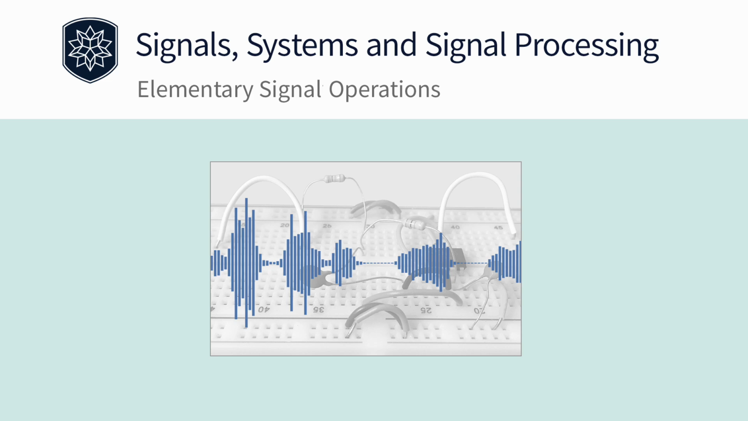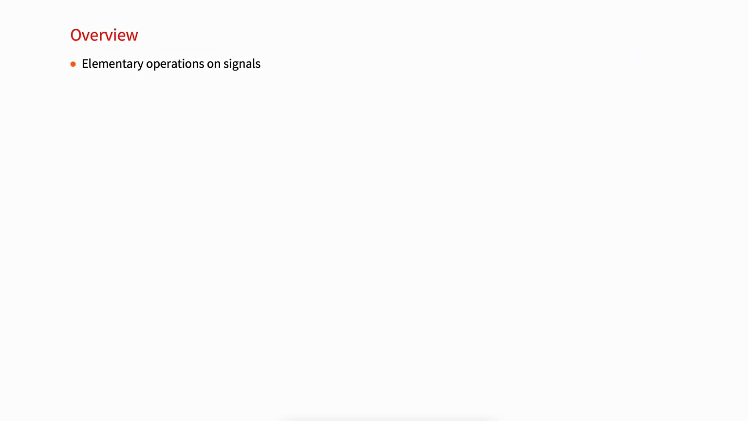The topic of this lesson is elementary signal operations. Let's begin with a quick overview. This lesson covers elementary signal operations. We are going to look at the effect of these operations on signal characteristics. We will do this in continuous time as well as discrete time.